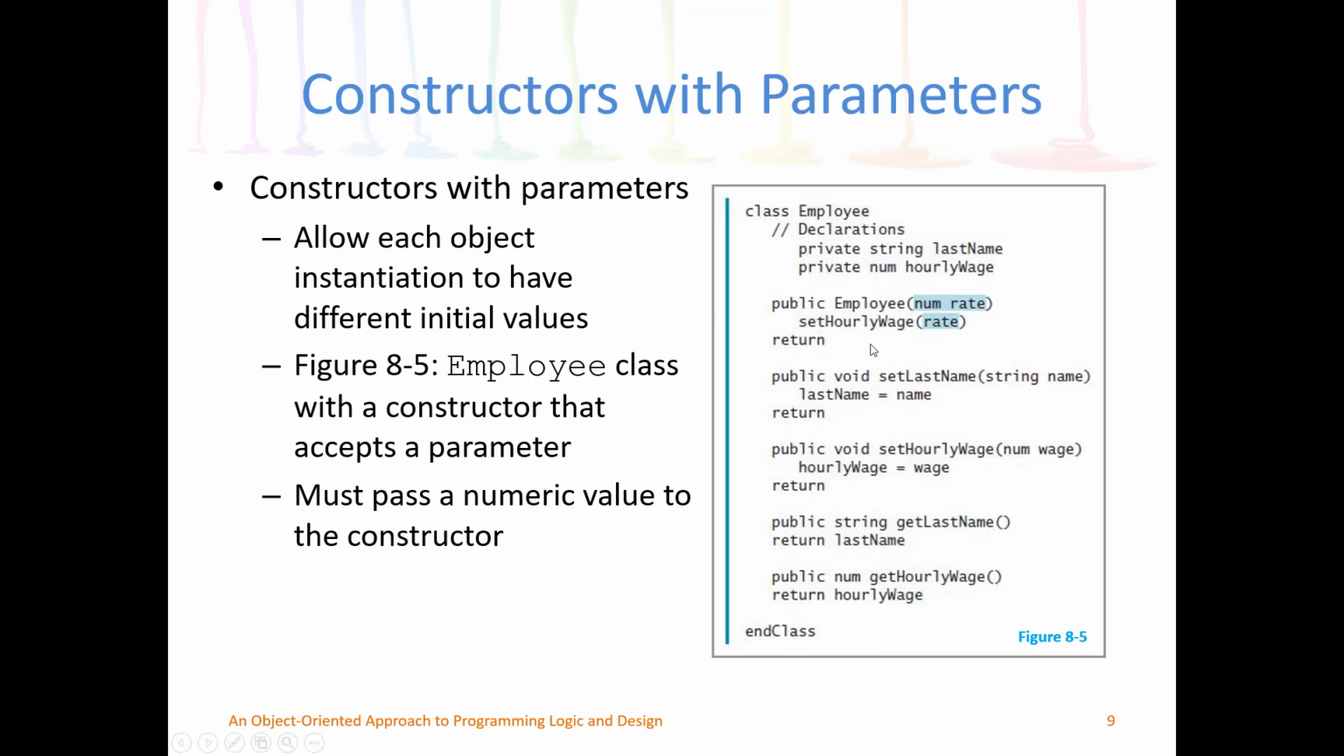For example, in this case, you see, we can have a constructor which passes a rate, and that would set the hourly wage by the rate. So this is an employee constructor, public, there's no return type, same as the class name, rate, and it passes a number, and it's going to set the hourly wage. So it passes a numeric value to the constructor.